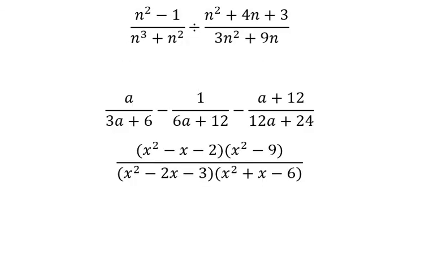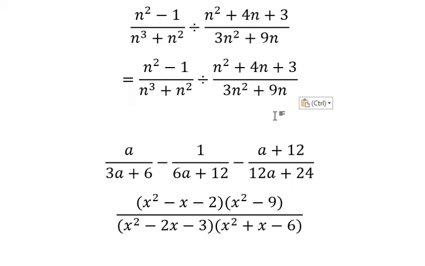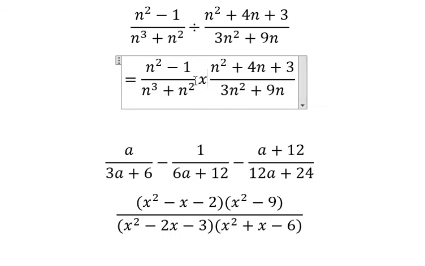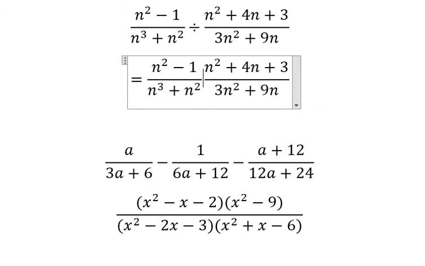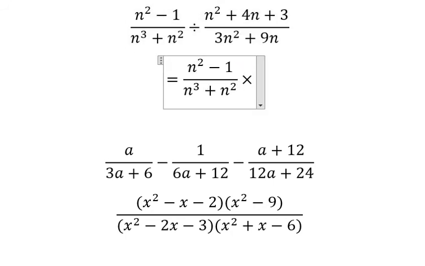About the first one, we know that we have a division. If we want to change it into this one, we need to swap the top, that's the numerator, and the bottom, that's the denominator. The denominator goes to the numerator and the numerator goes to the denominator. So we will have it like this.